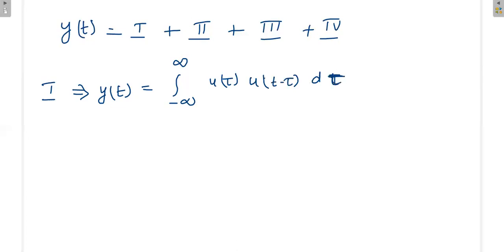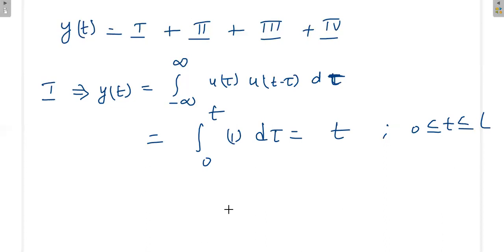In the last class itself, we have seen that in this case the limit varies from 0 to t, with 1 d tau. So the answer is t, and this is valid from 0 to t. So now we have successfully identified the first component, its value is t, and it is valid from 0 to t. Then what about the second component?